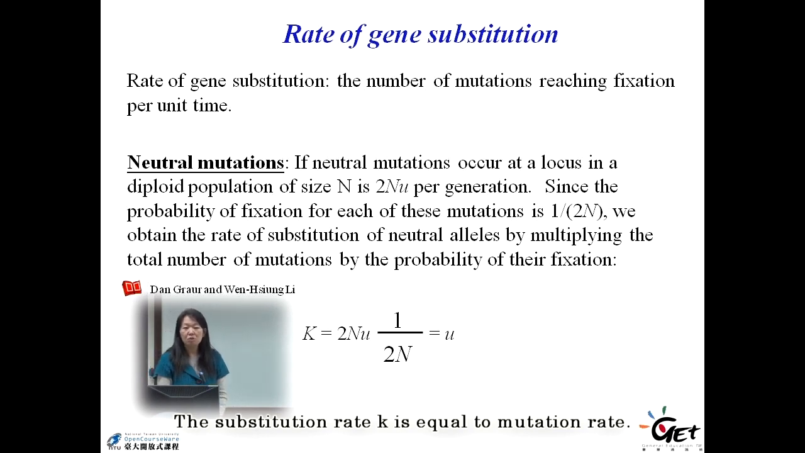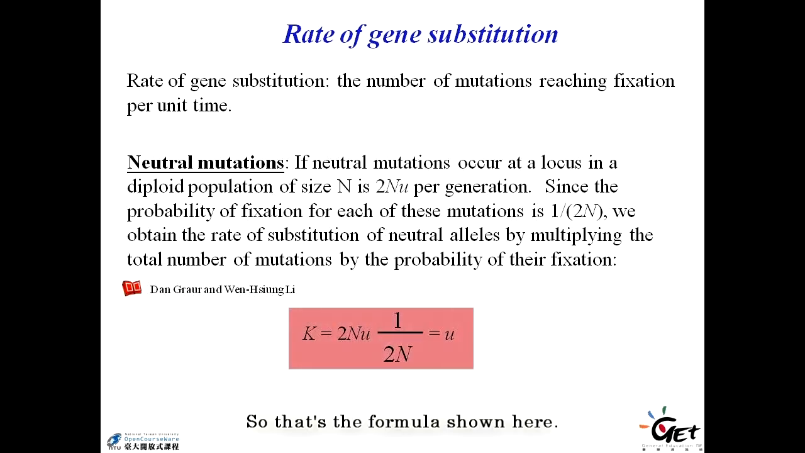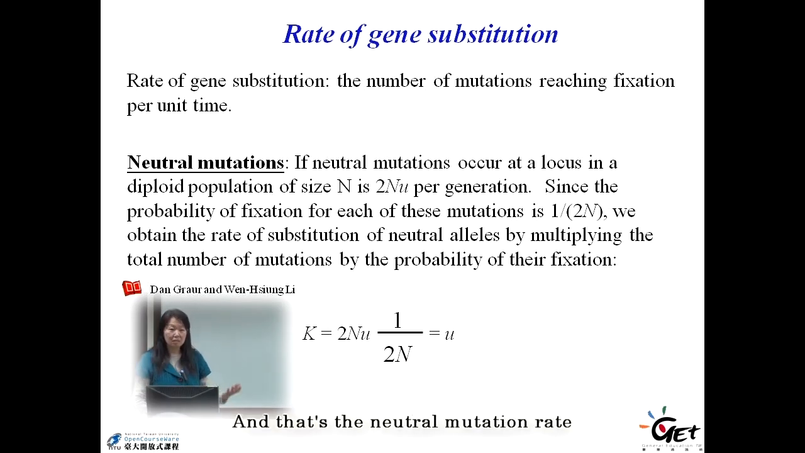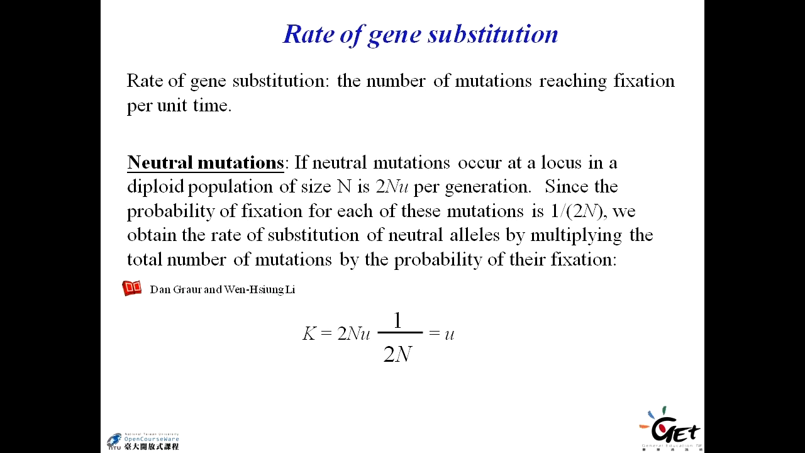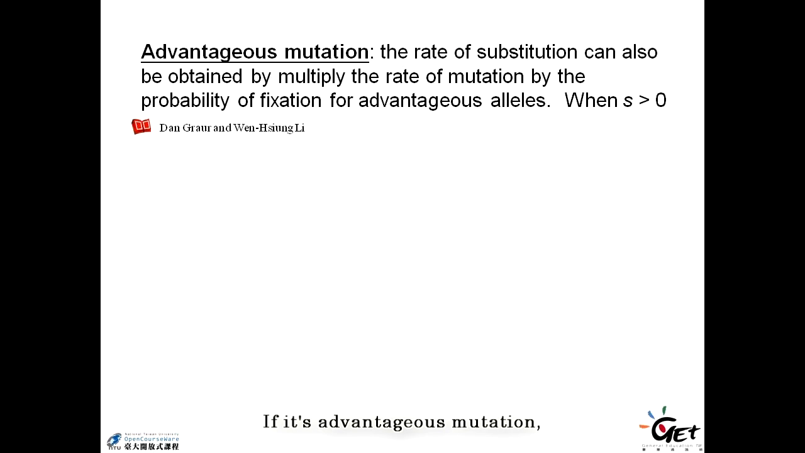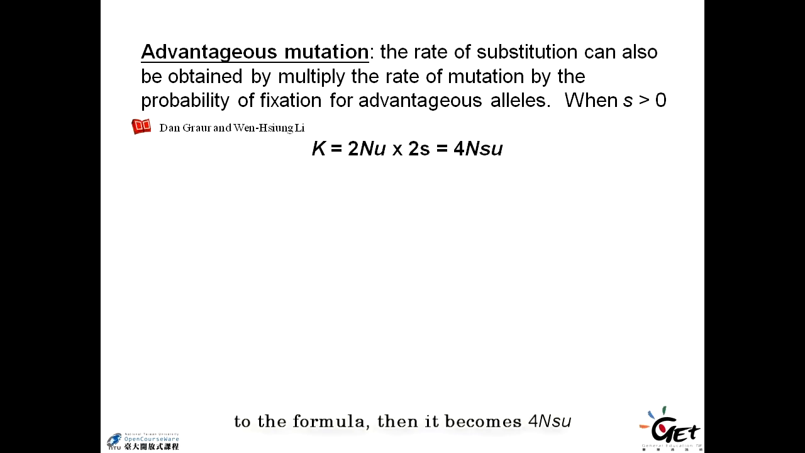The substitution rate, K, is equal to the mutation rate. So the formula showing here is K equals mu, and that's how the neutral mutation rate contributes to substitutions. If it's an advantageous mutation, then we have to consider the selection coefficient. We put the selection coefficient into the formula, and it becomes 4Ns mu, and that's the substitution rate of a given advantageous allele or advantageous mutation.